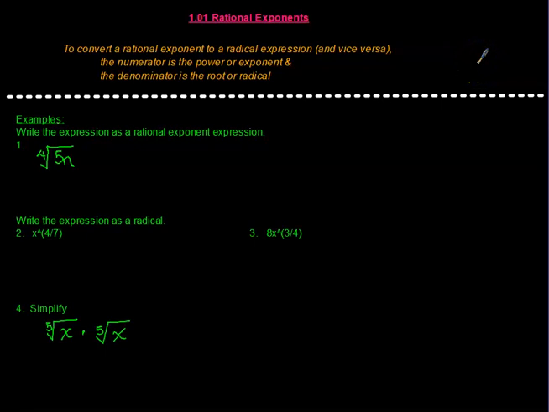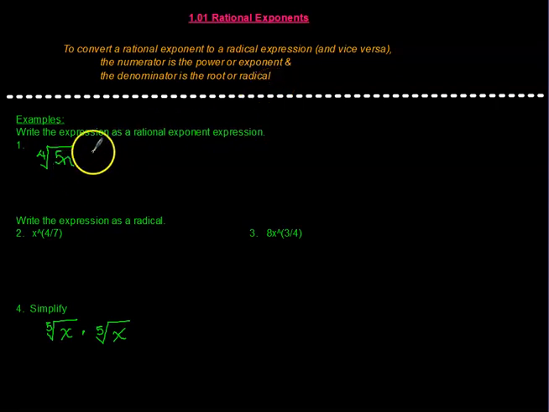Hi guys, so today we're going to go over rational exponents, how to convert them to a radical expression and vice versa. So the one thing to remember is that the numerator is always going to be the power or the exponent, whereas the denominator will be the root, the radical, the index. You'll hear them under different terms.